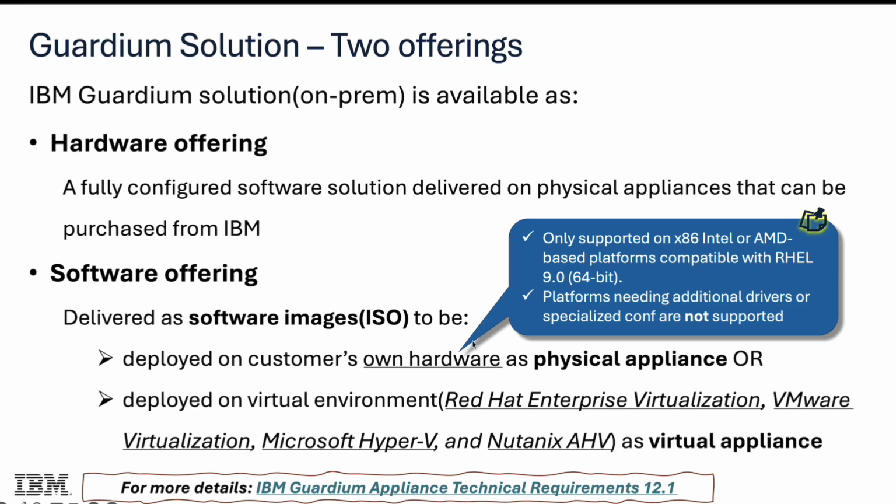But please note, not every hardware is supported. It is only supported on x86 Intel or AMD-based platforms compatible with Red Hat Linux 9 64-bit. Platforms needing additional drivers or specialized configurations are not supported. Alternatively, it can be deployed in a virtual environment as a virtual appliance. Currently, there are 4 certified virtual environments: Red Hat Enterprise Virtualization, VMware Virtualization, Microsoft Hyper-V, and Nutanix AHV.